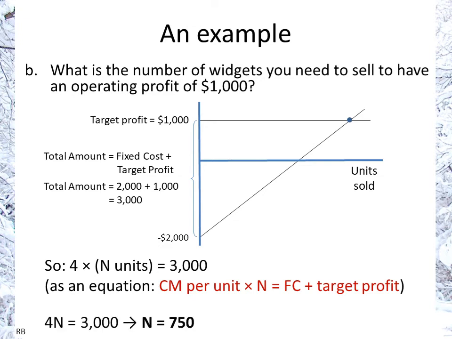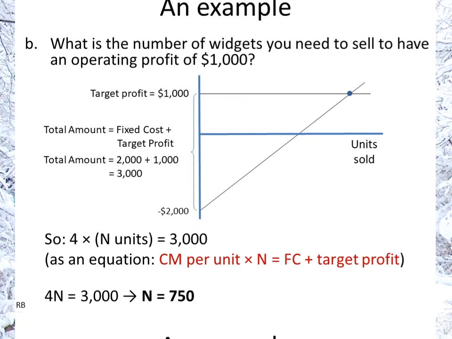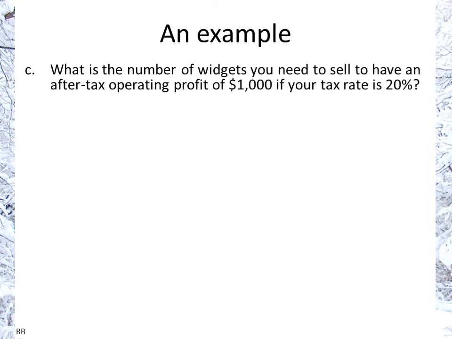So 4n equals 3,000, or n equals 750 in this example. Again, let's take a look at the numbers. 750 times $4 a unit would give us $3,000, and we'd have the fixed cost of 2,000 to recover. That leaves us with 1,000, our target profit. Now finally, what's the number of widgets you would need to sell to have an after-tax operating profit of 1,000 given a tax rate of 20%?